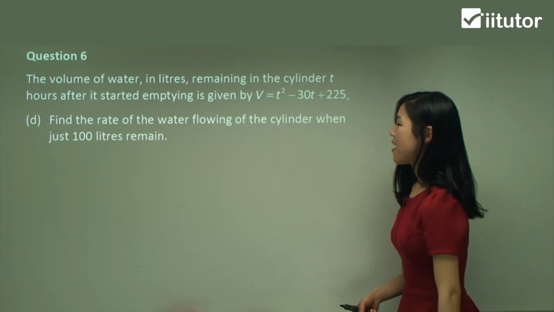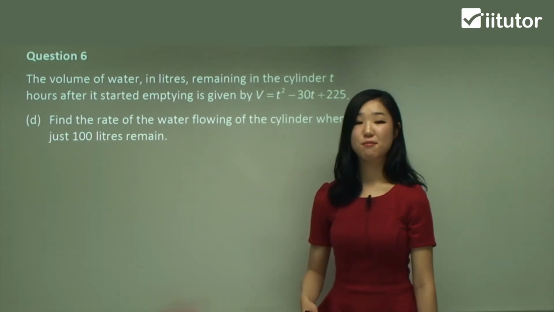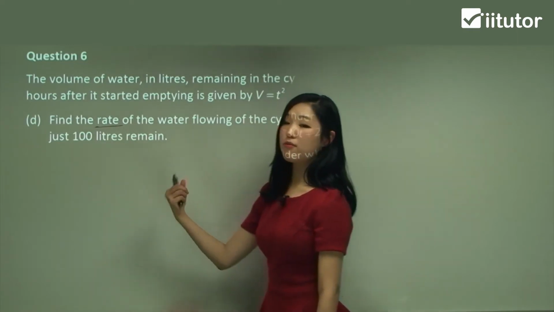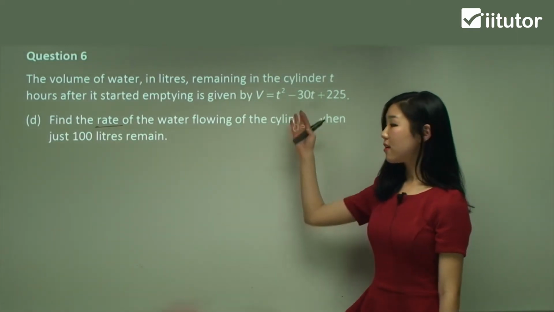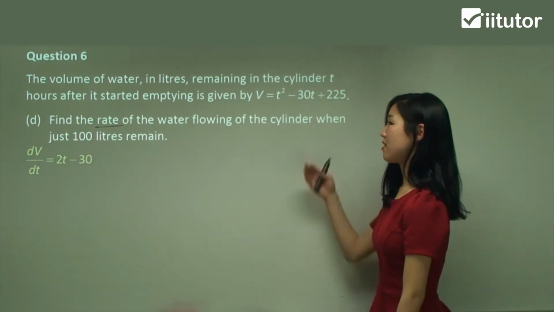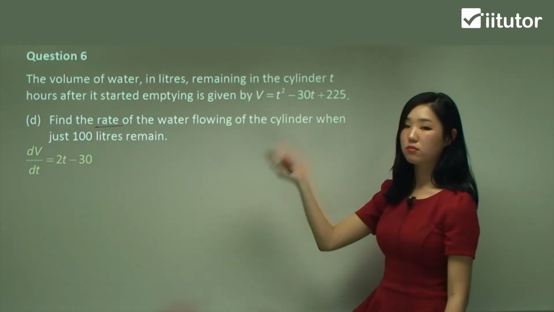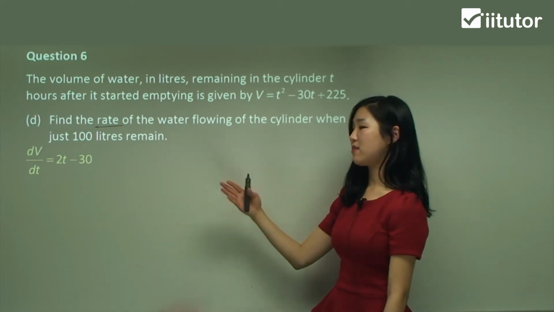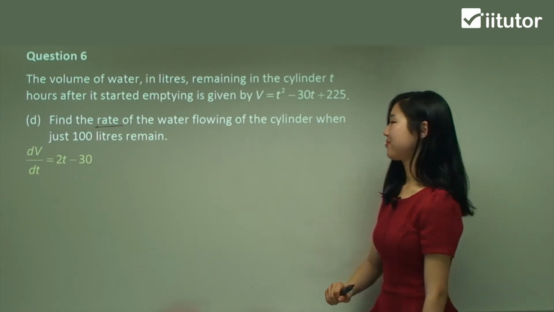Now D: find the rate of the water flowing out of the cylinder when just 100 litres remain. This time it says find the rate. So we want to find the rate of change of the water flowing, which means we must differentiate V. Remember I told you, when I want to find the rate, I differentiate the expression. Well, this is not a particle, it's volume. So we differentiate volume with respect to time t. Just differentiate that, and check you got that.